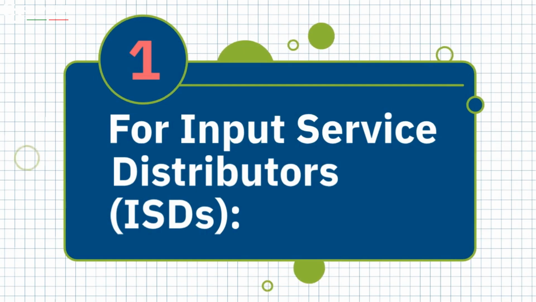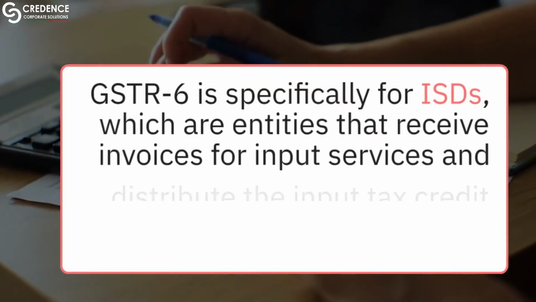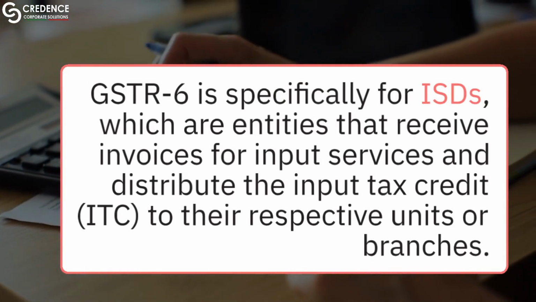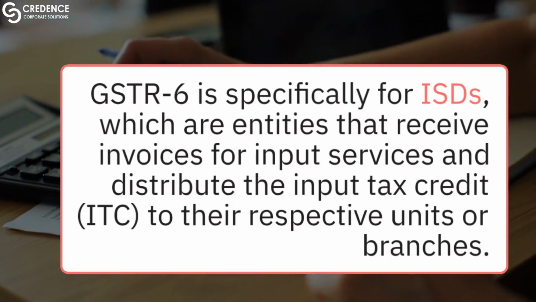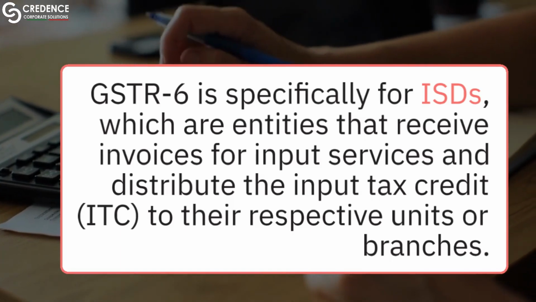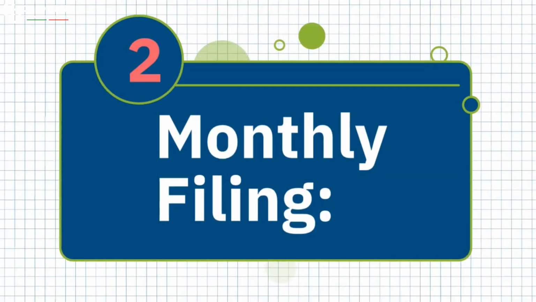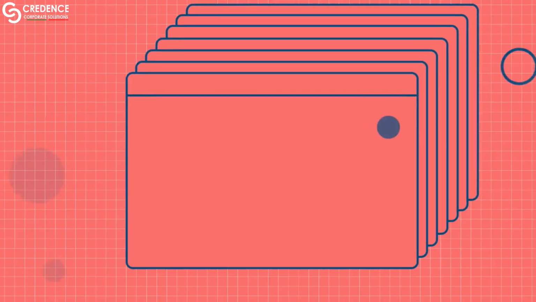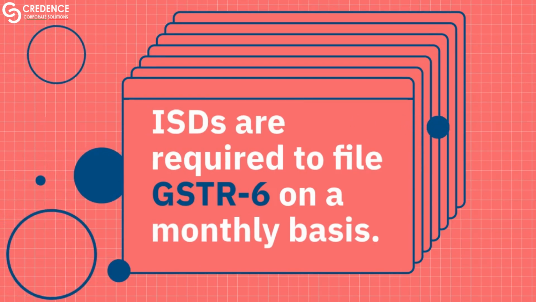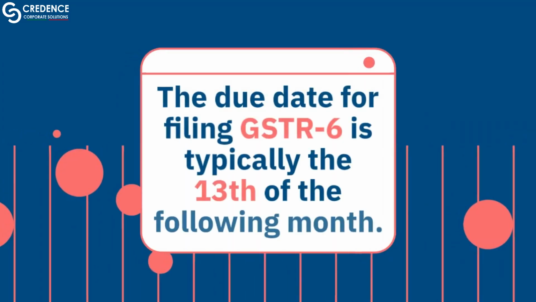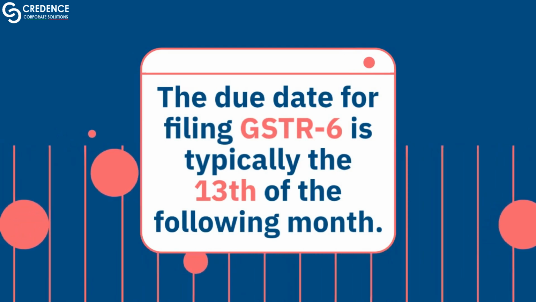1. For input service distributors, ISDs. GSTR 6 is specifically for ISDs, which are entities that receive invoices for input services and distribute the input tax credit, ITC, to their respective units or branches. 2. Monthly filing. ISDs are required to file GSTR 6 on a monthly basis. The due date for filing GSTR 6 is typically the 13th of the following month.